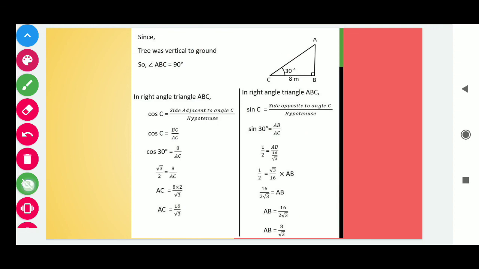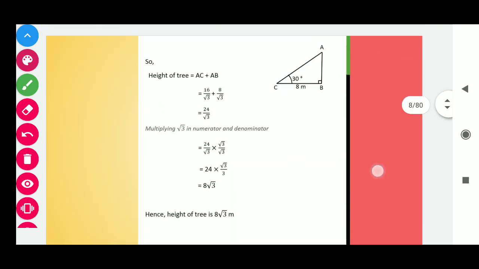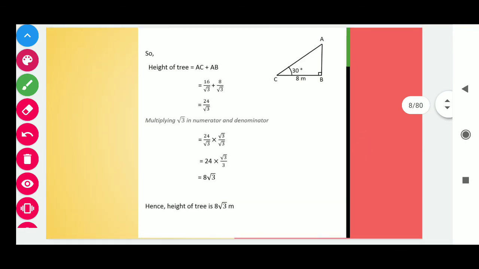But we need to find the length of the tree. In this way, the height of the tree is, by adding both, 16 over root 3 plus 8 over root 3, we get 24 over root 3. So students, in this way we get the total length 8 root 3. So this is the height of the tree, 8 root 3 meter.